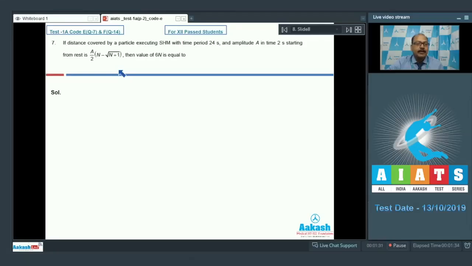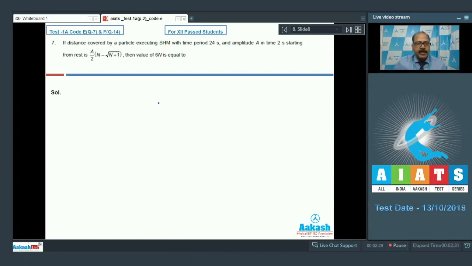Well, we are now in section 2, the double digit integer section. Question 7 says, if distance covered by a particle executing SHM with time period 24 seconds and amplitude A in time 2 seconds, starting from rest, is A by 2 within brackets n minus under root n plus 1, then value of 6n is equal to. Well, it's a simple question on simple harmonic motion. We have to find the distance traveled in time 2 seconds and then evaluate the value of n.